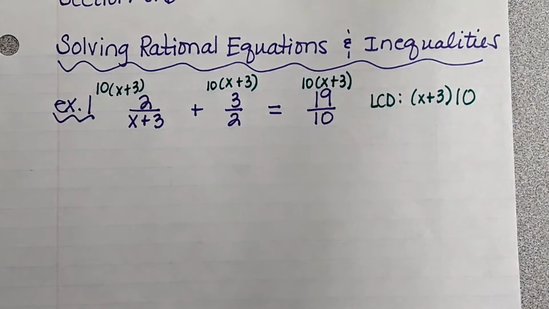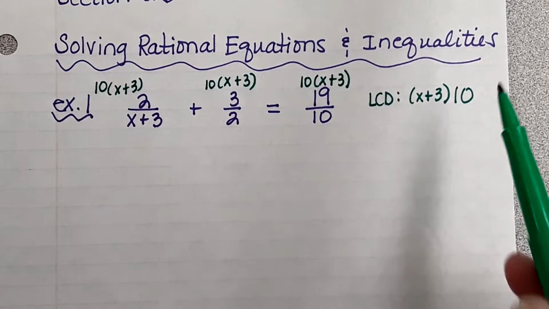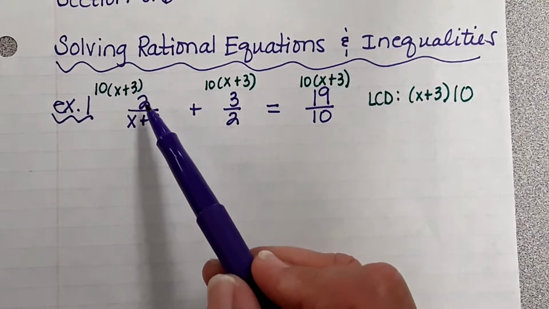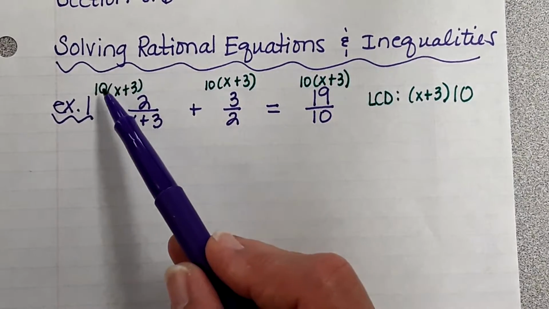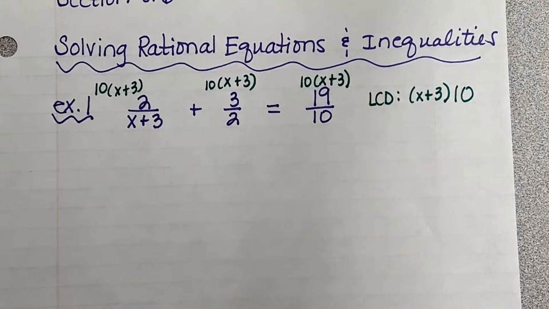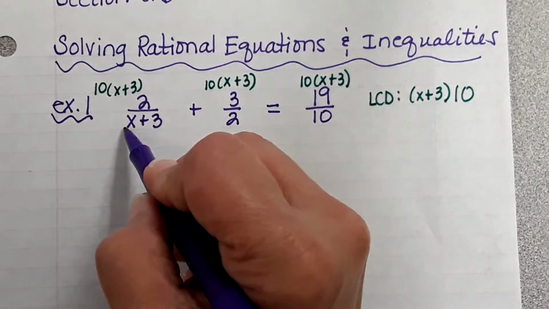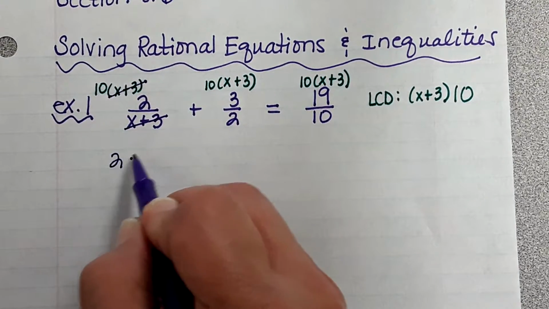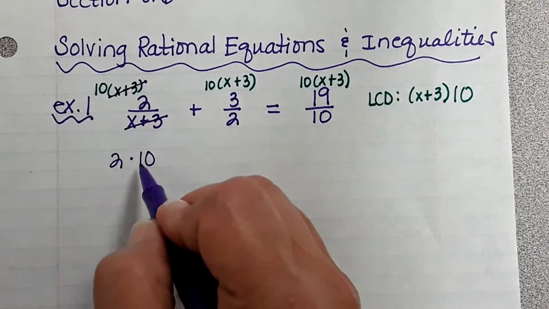Now you could have used 20, you could have done 2 times 10. Your numbers would have just been a little bigger. You still would have gotten the same answer. The reason we're doing this is so that we can eliminate the denominators, because if I can eliminate a denominator, I would rather get rid of a fraction. So in 2 over x plus 3 times 10 times x plus 3, what could cancel out? We cross out the x plus 3's, and I'm left with 2 times 10, because that 2 was there, and I'm going to bring down that 10.